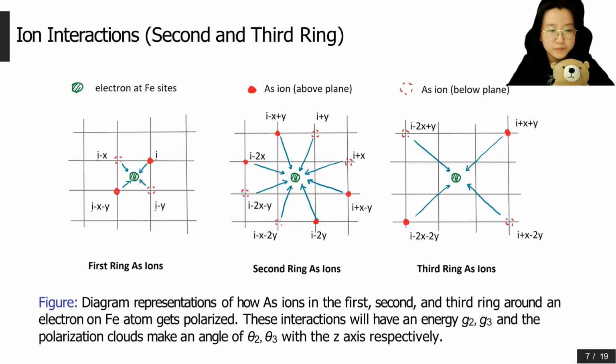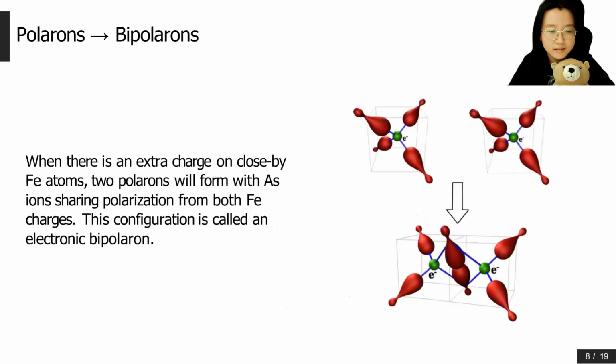So far, our model only concerns the one electron and the first ring of 4 arsenic ions around it. We can always make the Coulomb interaction more longer ranged and add the second and third ring of arsenic ions into this polarization mechanism. There will be different interaction energies associated with the second and the third ring, and the energies fall off with 1 over r squared as the electric field is decaying with distance.